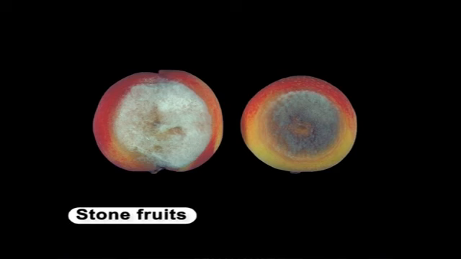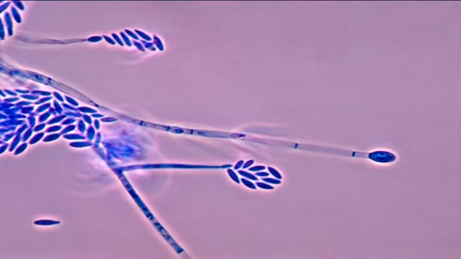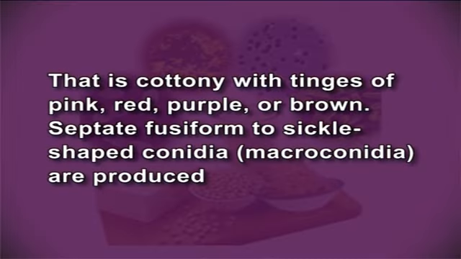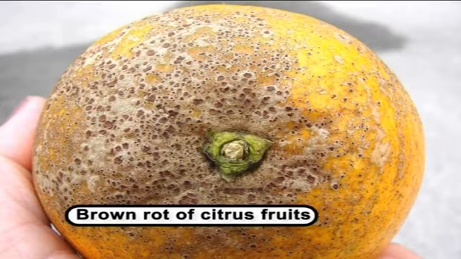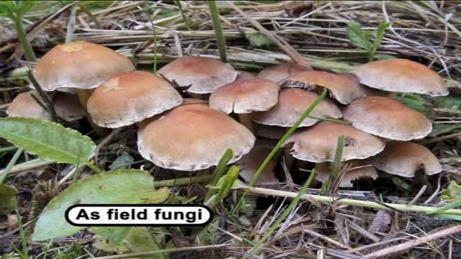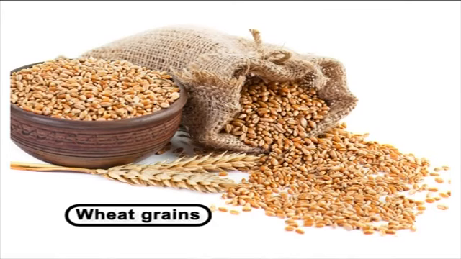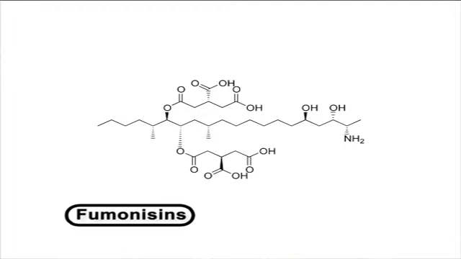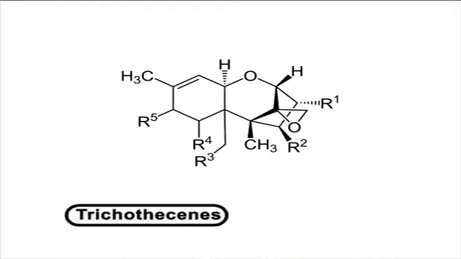Fusarium. Extensive mycelium is produced that is cottony with tinges of pink, red, purple or brown. Septate, fusiform to sickle-shaped conidia that are called macroconidia are produced. They cause brown rot of citrus fruits and pineapples and soft rot of the fig. As field fungi, some grow on barley and wheat grains. Some species produce zearalenone, fumonisin and trichothecenes.